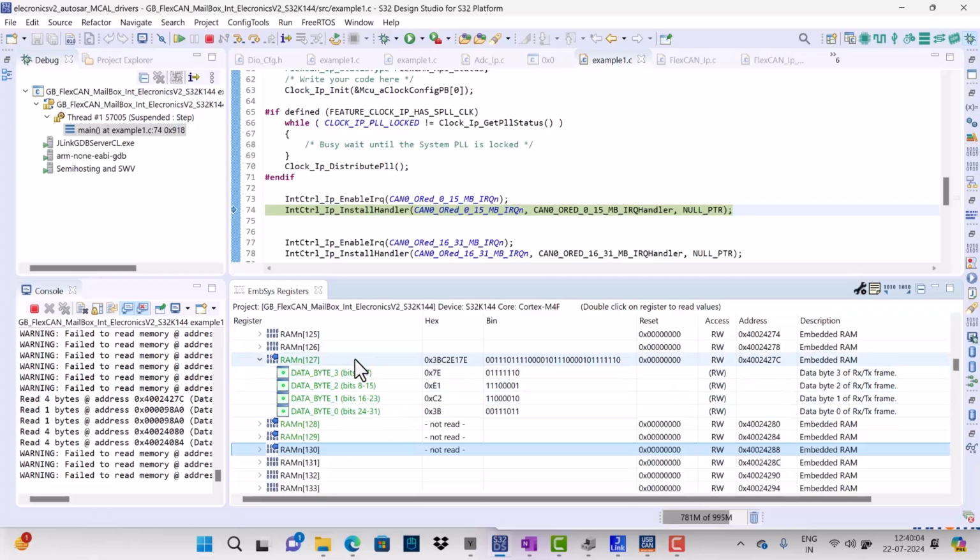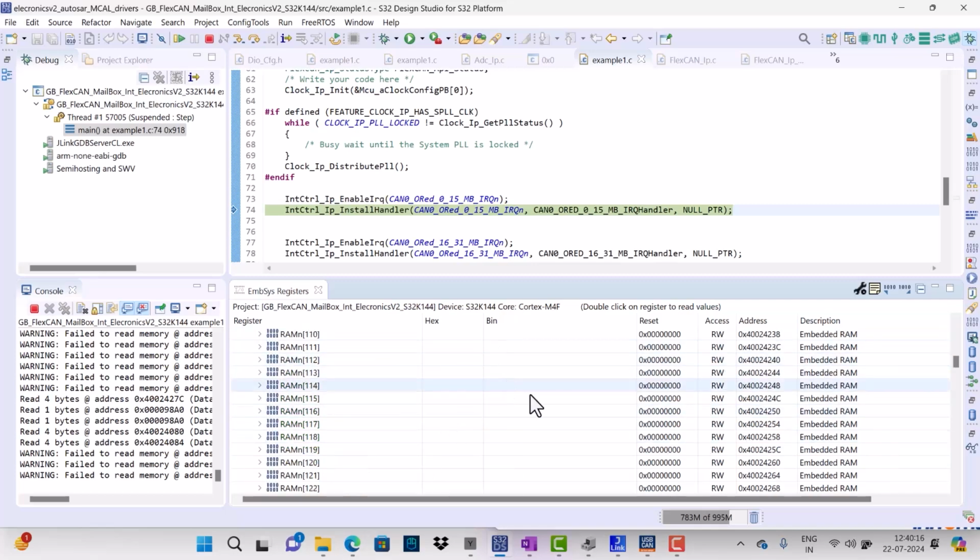240. So that is how this memory is also being divided. We write the first 4 bytes here, next 4 bytes here, next 4 bytes here, next 4 bytes here. So you can see in total there are 128 starting from 0 to 127, that is 128 into 4, which comes out to be 512 bytes.